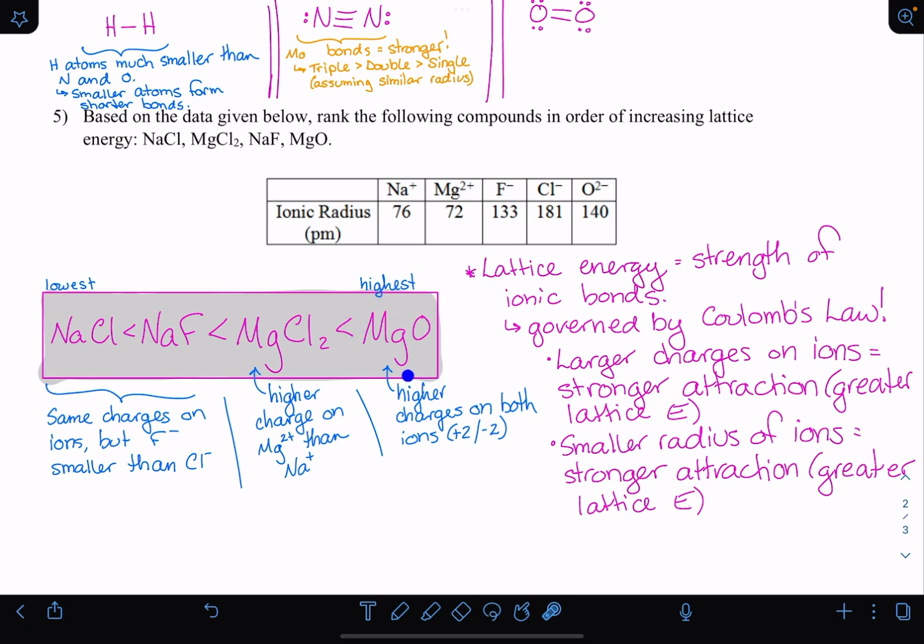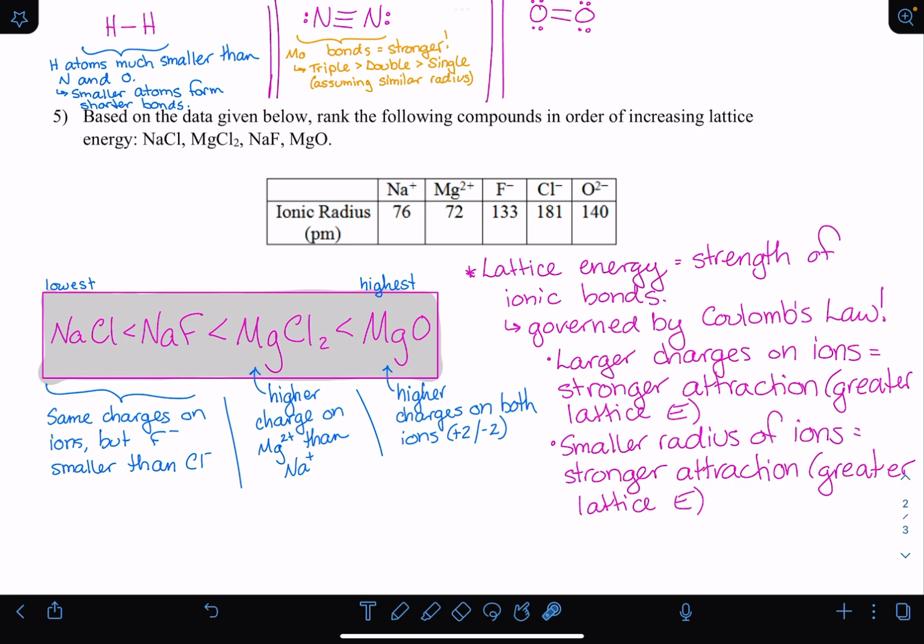Since we have plus and minus 2 charges for both of our ions, that's going to get us a stronger attraction. Magnesium chloride would be the next highest, since it has a +2 with a -1, and our other 2 compounds are both +1, -1 combinations. So the 2 lowest charges are going to be the 2 lowest lattice energies. Increasing one charge is going to make your lattice energy higher. Increasing the other charge as well is also going to make it even higher. Between these 2, where we have the same combination of charges on our ions, is where we want to consider the radius. You were given radius data here for precisely this reason.